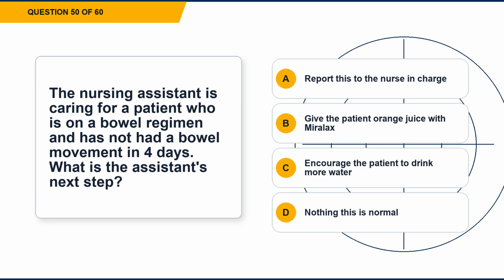Question 50. The nursing assistant is caring for a patient who is on a bowel regimen and has not had a bowel movement in 4 days. What is the assistant's next step? Option A, report this to the nurse in charge. Option B, give the patient orange juice with Miralax. Option C, encourage the patient to drink more water. Option D, nothing, this is normal.